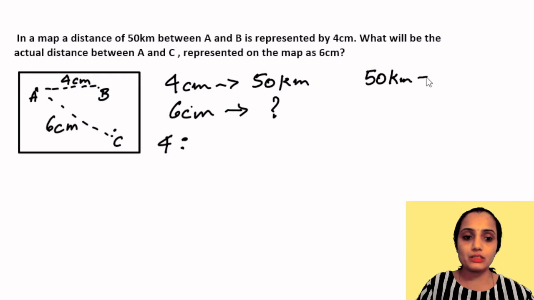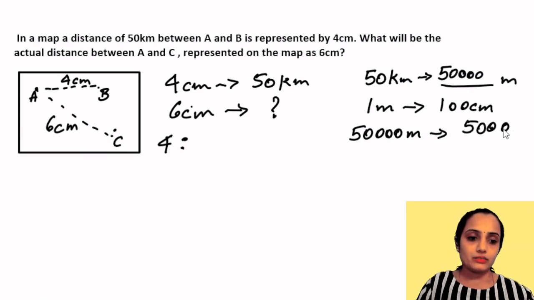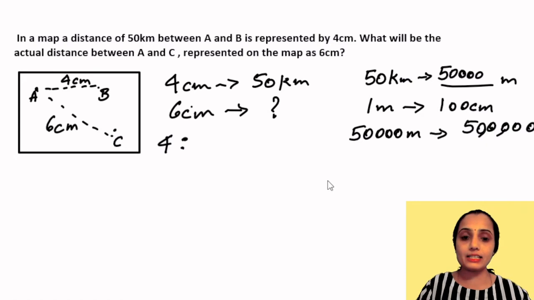50 kilometers, first let's convert this into meters. So that becomes 50,000 meters. Now 1 meter is also 100 centimeters. So 50,000 meters will become 50 lakh centimeters. This is one way of doing it.